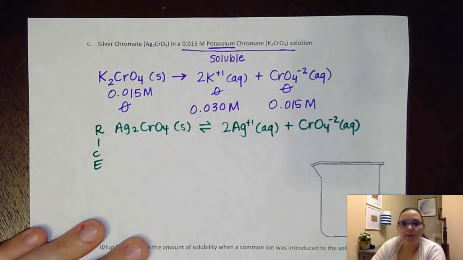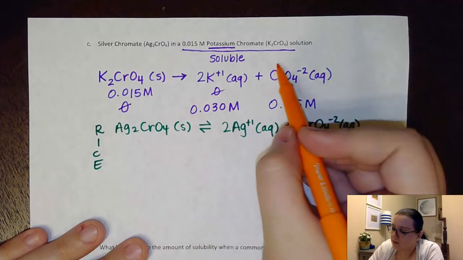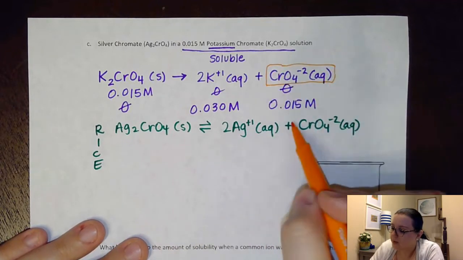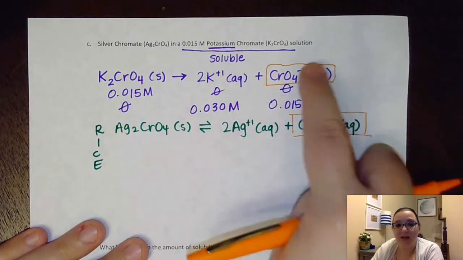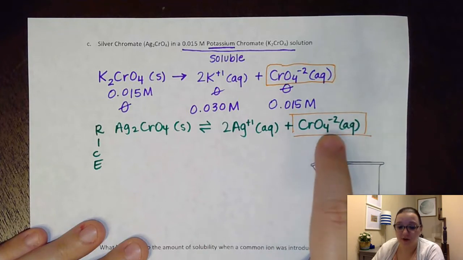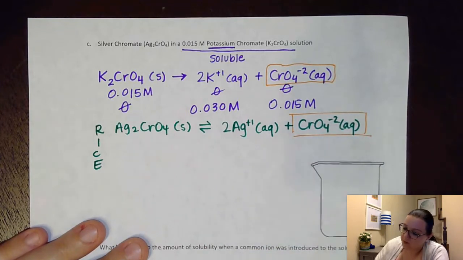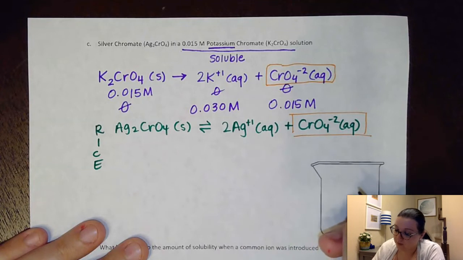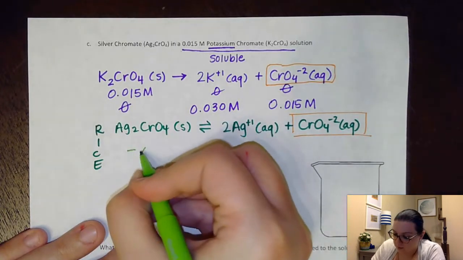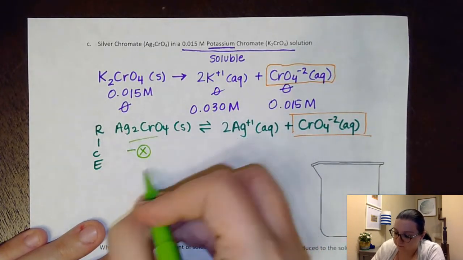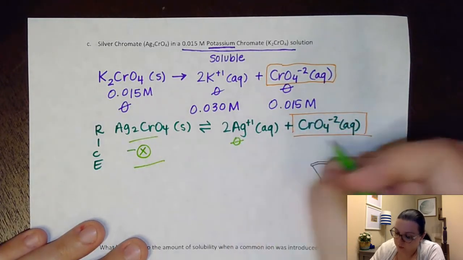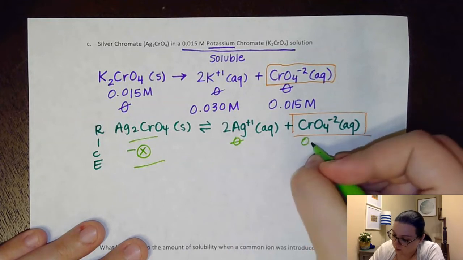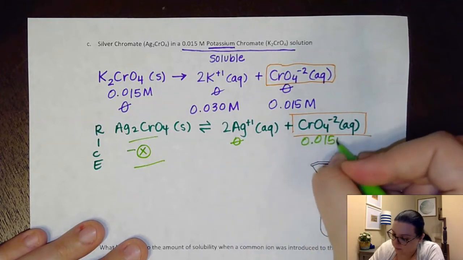And I notice, wait a minute, chromate is in common between these two compounds. So yet again, if that's in common, this is no longer going to start off at 0. When I'm filling out the rest of my RICE table here to solve for that molar solubility, on the silver I would be starting off at 0, but on this one I'm going to be starting off at 0.015 molarity.